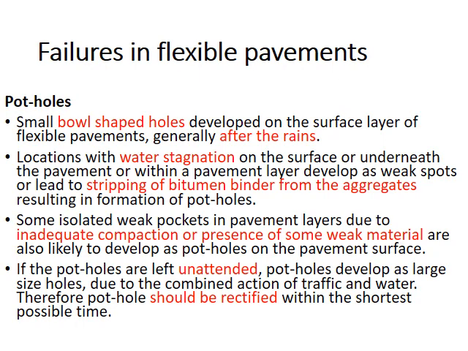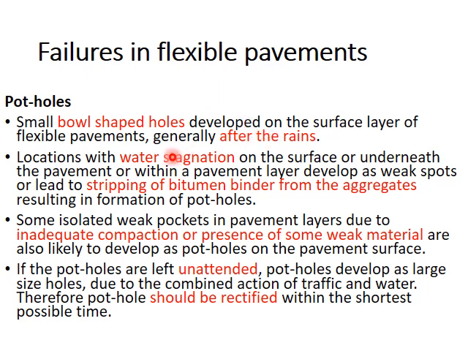Next come the failures in flexible pavements and rigid pavements. First, let's see the failures in flexible pavements. The first type of failure is potholes, which are small bowl-shaped holes formed generally after the rains on the surface. You may have seen a lot of potholes on our roads in Kerala. We have them in urban roads and rural roads. Mostly they are formed on the road surface after the rains.